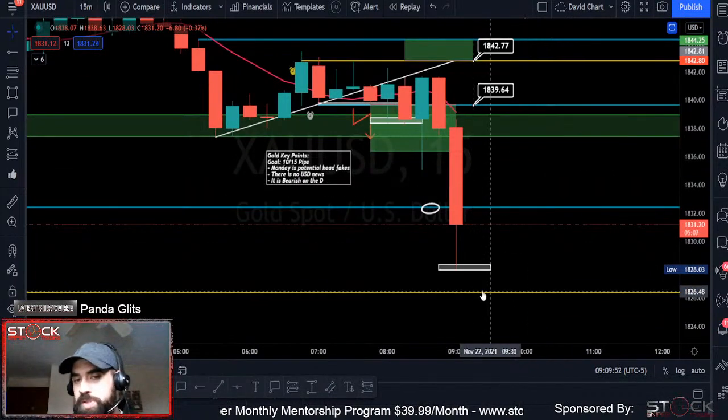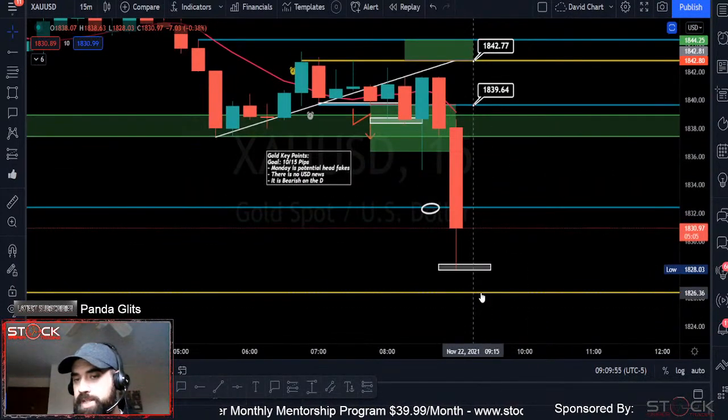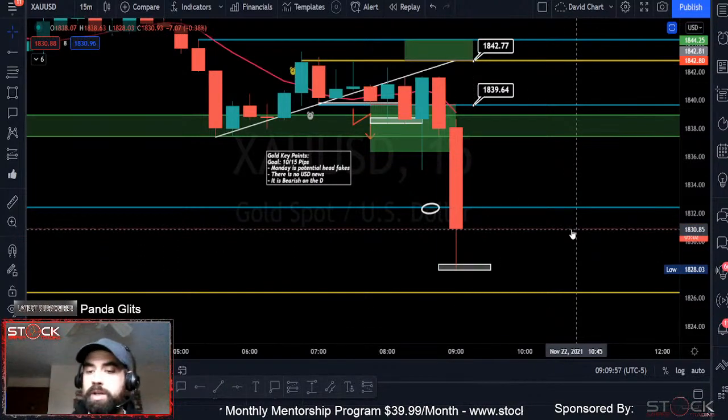Look at that. We almost made it there. We almost made it to that 1826 area. But now it's getting a nice big wick. Push back up.